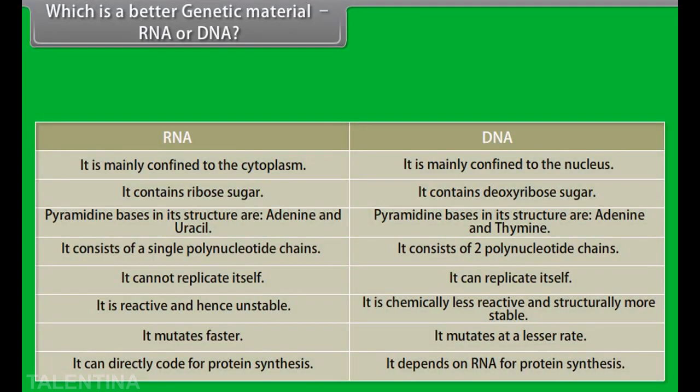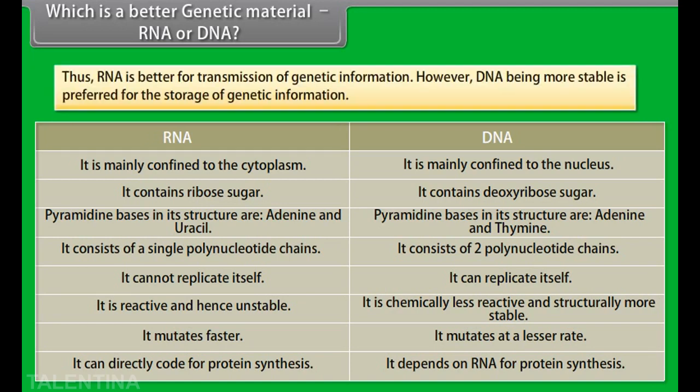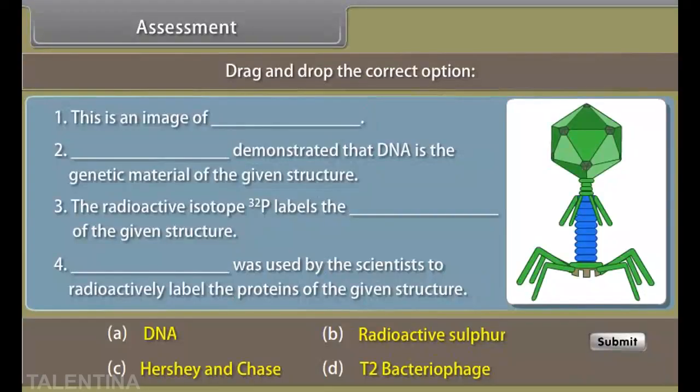Which is a better genetic material, RNA or DNA? These are some characteristics of RNA and DNA. Thus, RNA is better for transmission of genetic information. However, DNA being more stable is preferred for the storage of genetic information. Assessment. Before proceeding further, let us know how much you have learned. Drag and drop the correct option.